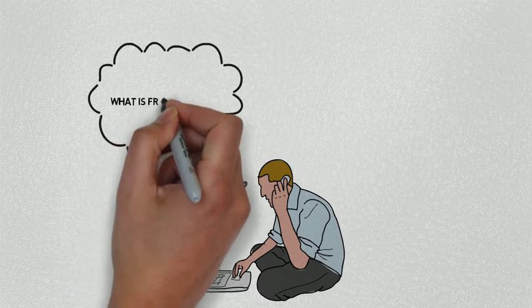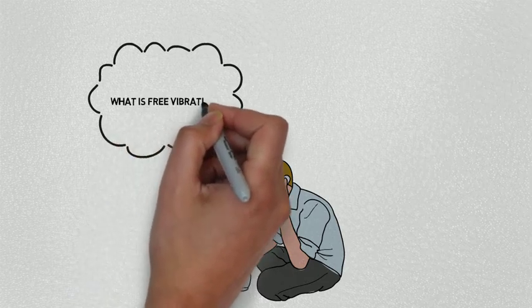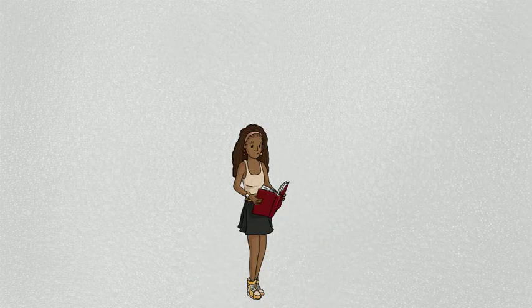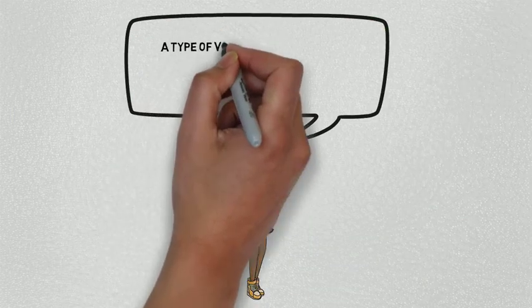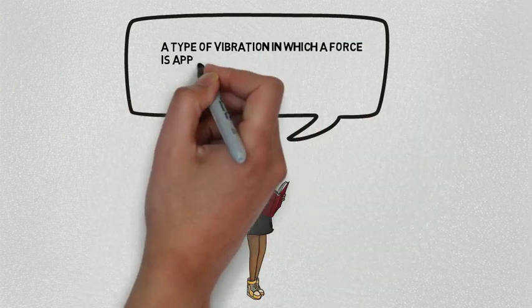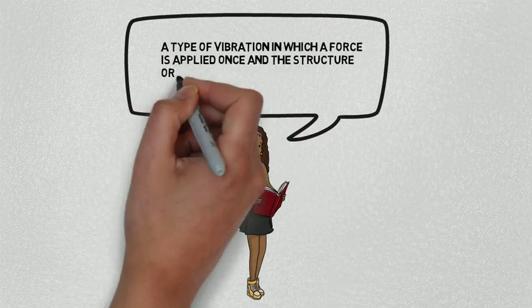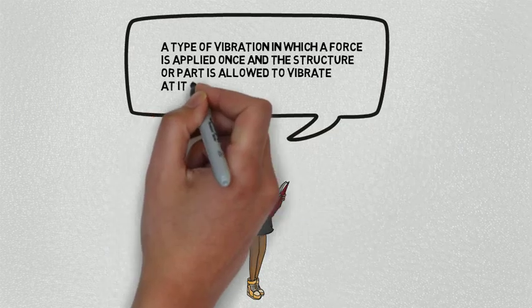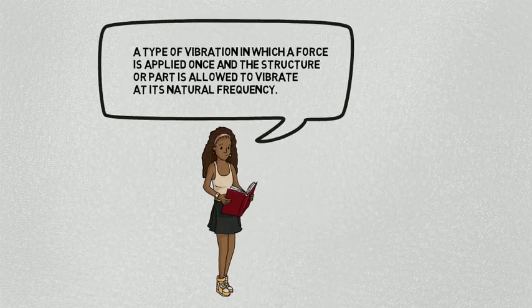So, basically, what is free vibration? Free vibration is a type of vibration in which a force is applied once and the structure or part is allowed to vibrate at its natural frequency.